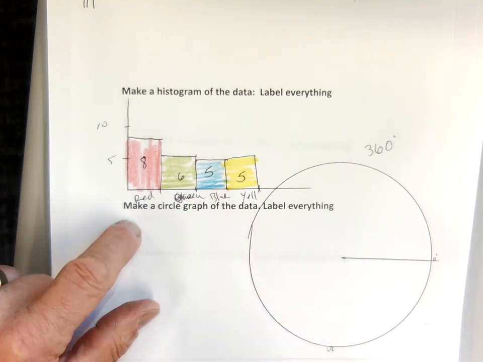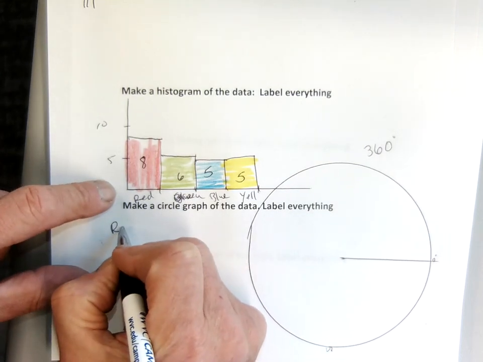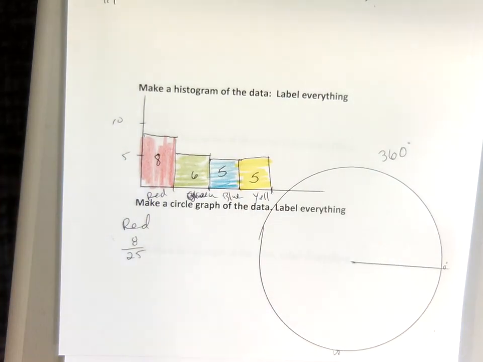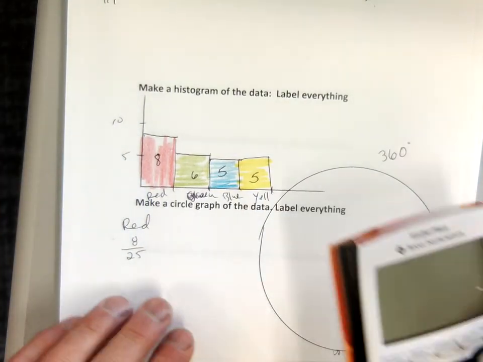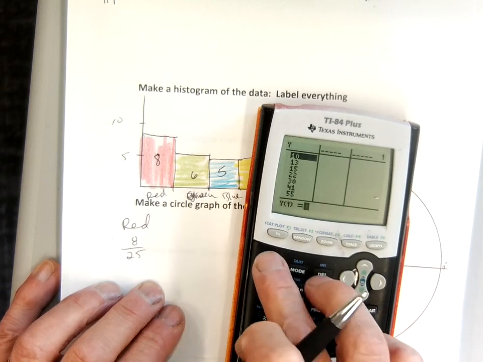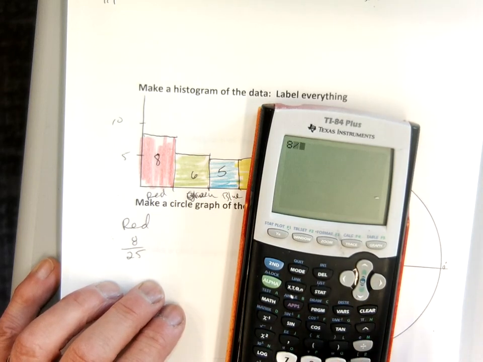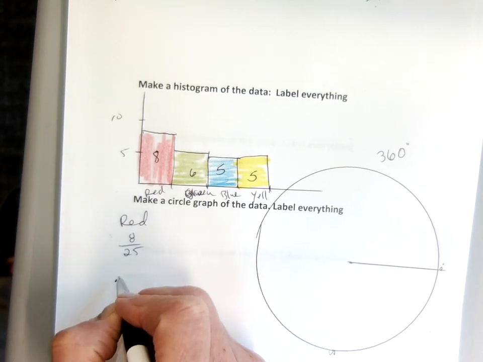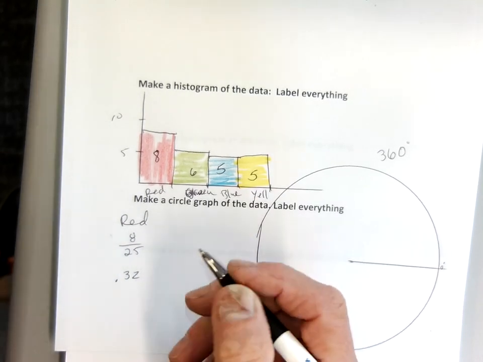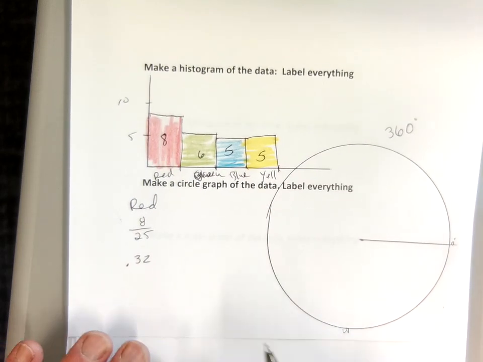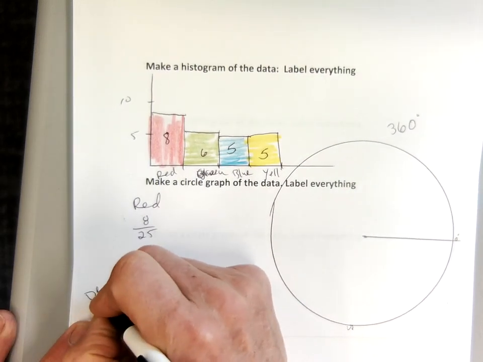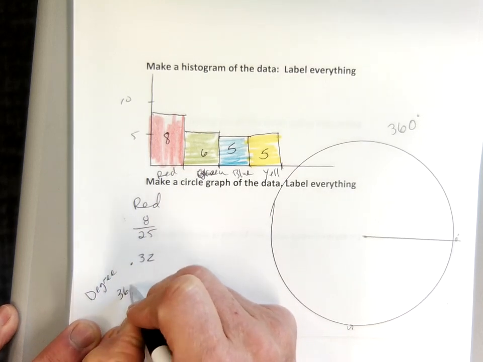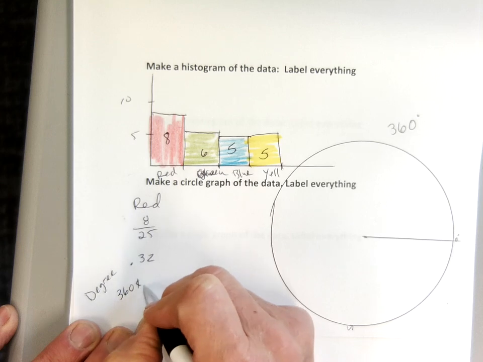Now, red, I have 8 out of 25 people. And so what is 8 out of 25? Well, I can get a percentage. So if I go 8 out of 25, I get 0.32. And that's in terms of a percent. But now if I want the degree, I'm going to go 360 times my 0.32.